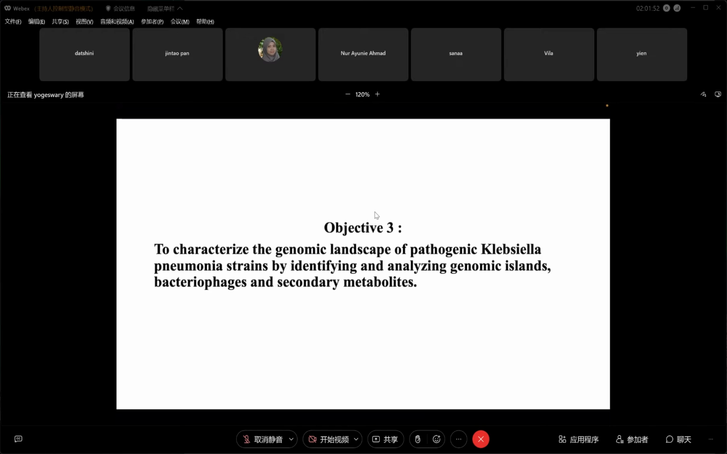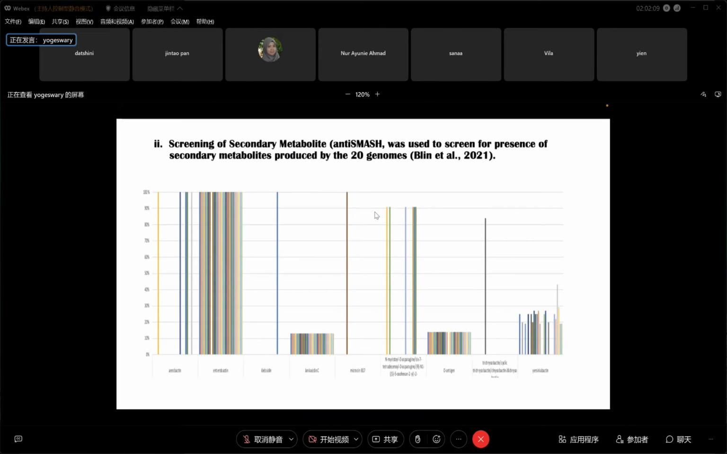So my objective 3 is to characterize the genomic landscape of pathogenic Klebsiella pneumoniae strains by identifying and analyzing genomic islands, bacteriophages, and secondary metabolites. The updated version of the antiSMASH web server was used to screen for the presence of secondary metabolite gene clusters within the selected 30 Klebsiella genomes.